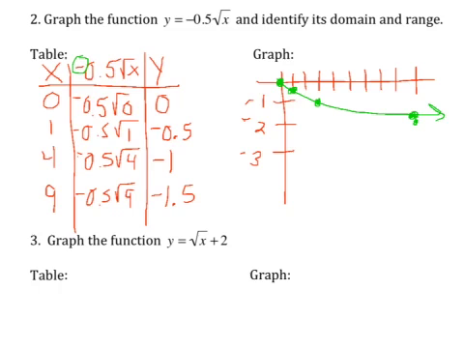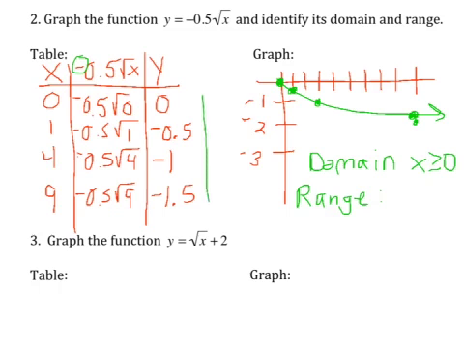So that doesn't affect our x values. So our domain will still be x is greater than or equal to 0. But our range, our y values, are different. Because this time, our y values started at 0, and they're getting smaller because they're negative. So we say that y is less than or equal to 0.